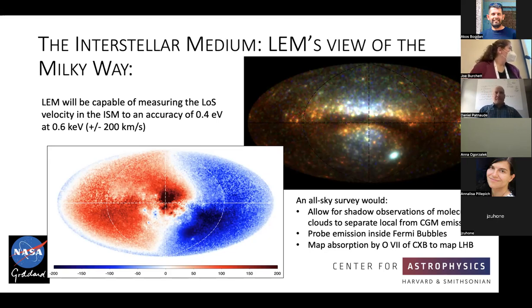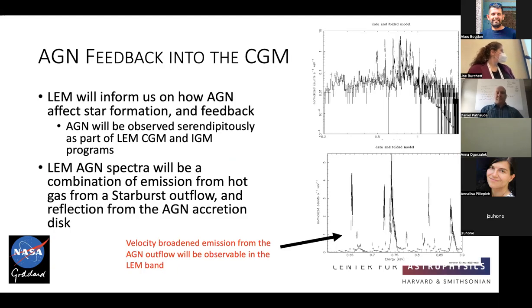Okay, so lastly, I just want to talk briefly about a different form of feedback, which hasn't really been discussed, but falls under the umbrella of observatory science. When LEM is observing many of its key targets, it's going to be observing many background AGN that are just going to be caught in a 30 by 30 arc minute field. And these AGN are going to inform us on the feedback from the AGN and the starburst into the host galaxy's environment.